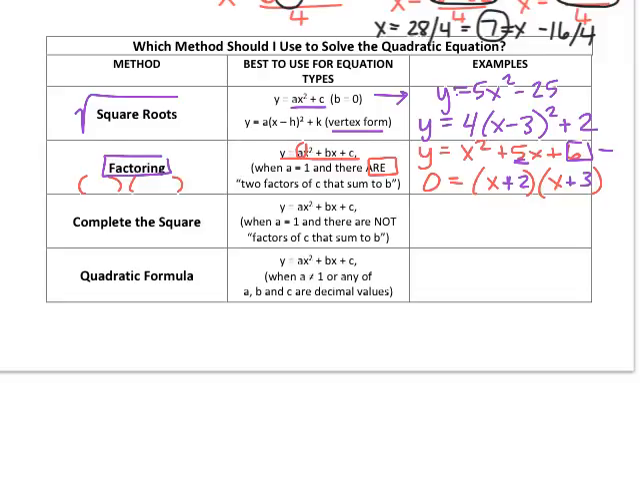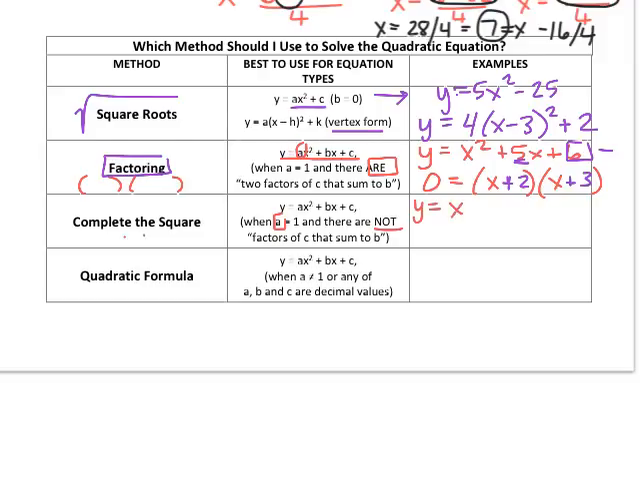You don't have to use the quadratic formula when you can find values that actually multiply to c but sum to b. Okay, and when can we use completing the square? When do we have to take half of b and square that and then add it to both sides? Well, it's when a is equal to 1 and there are not factors of c that sum to b. So let me give you a couple of examples of that.